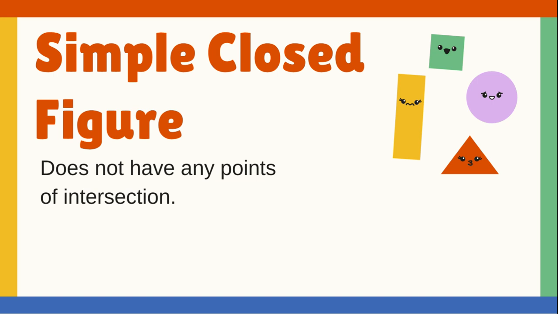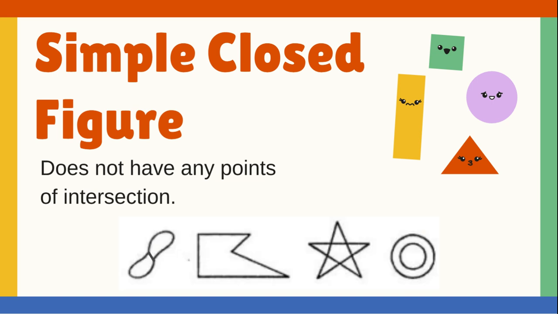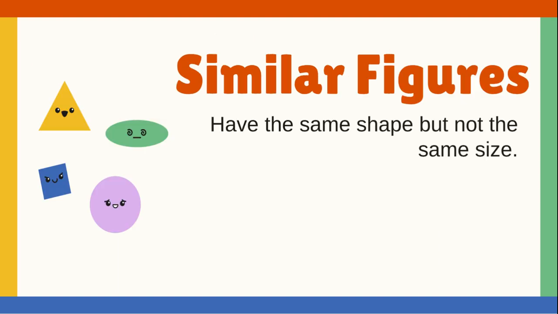So we're going to talk about simple closed figures. These are figures that don't have any points of intersection. So if you look at these four images here, the first one has parts where the image crosses over itself. So that would not be a simple closed figure. The next one would be because there are no lines that go through each other. The star is obviously not a simple closed figure because it has lots of lines that cross each other. And the last one is a simple closed figure because there are no lines that intersect.